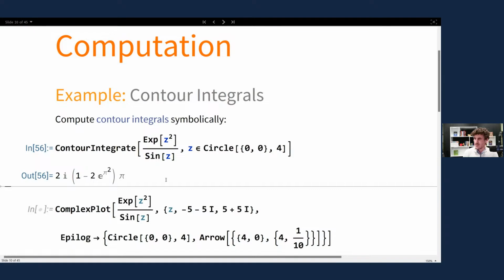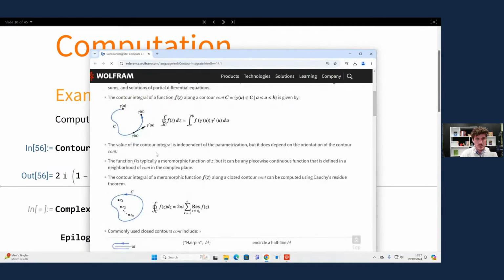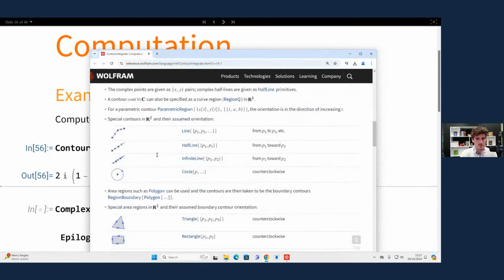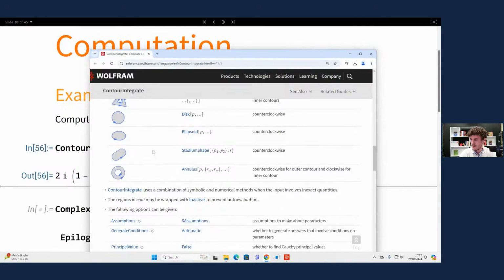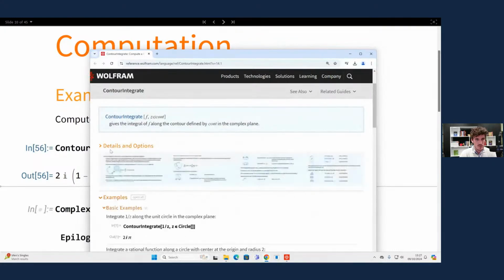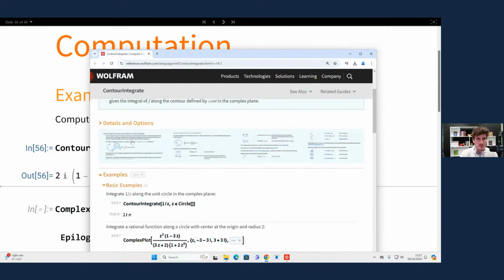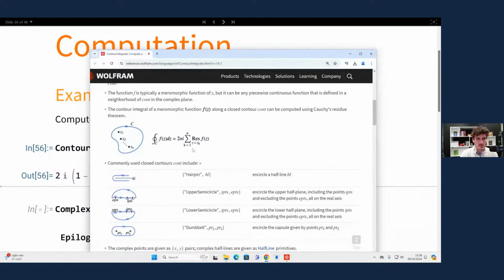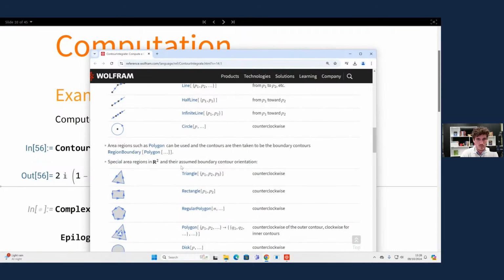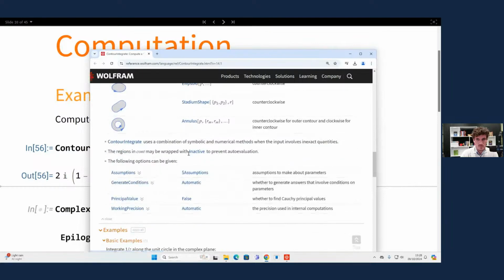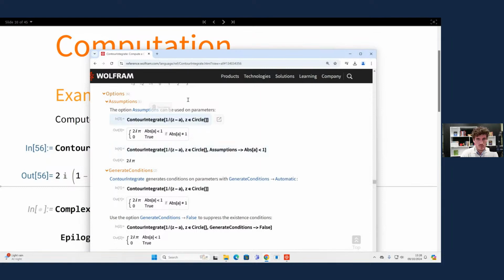Okay, ContourIntegrate also has an assumed orientation along the contour, if that makes sense, but you can change this in the options. So I want to open the documentation again, go into the details and options, and you can define some common contours. And I think you'll find somewhere in the options here the orientation. Yes, sometimes it takes a while to sift through, but it will be in there.